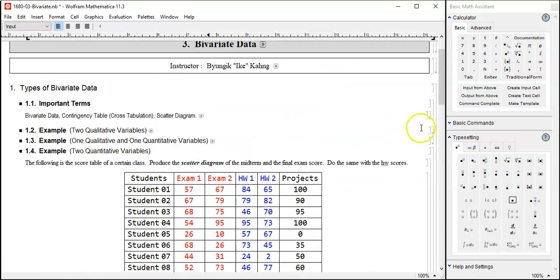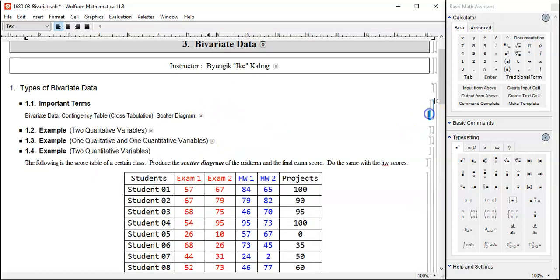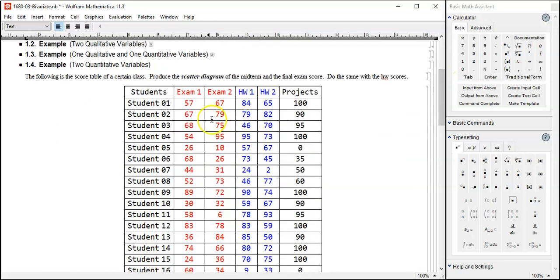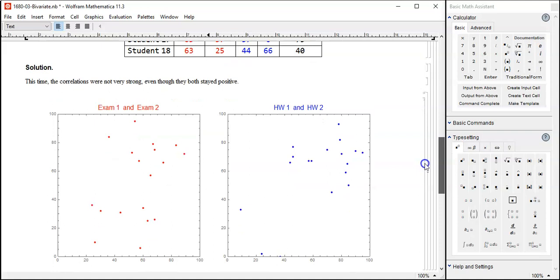Remember, bivariate data, we have two variables coming from the same elements. So this score, let's see, 54 from midterm exam and 95 from the final exam, they're both coming from the same student. So pair them up, 54 comma 95, where is it? X coordinate is 54, Y coordinate is 95, it's right here.